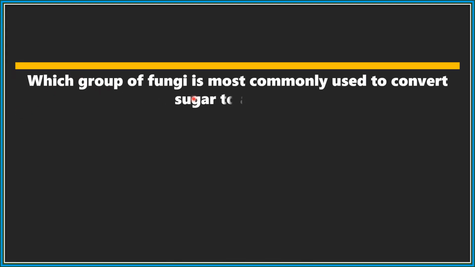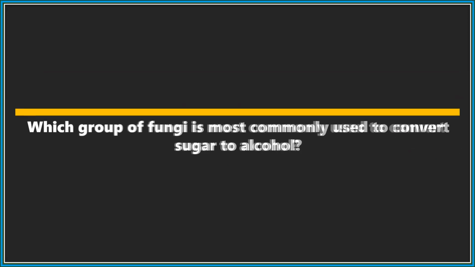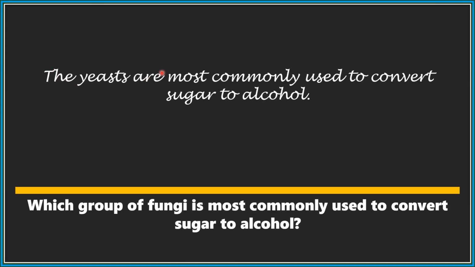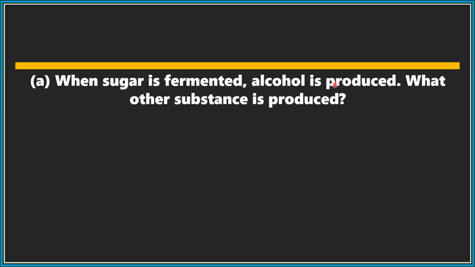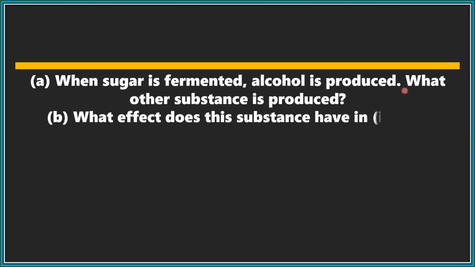Which group of fungi is most commonly used to convert sugar to alcohol? The yeasts are the most commonly used to convert sugar to alcohol. When sugar is fermented, alcohol is produced.